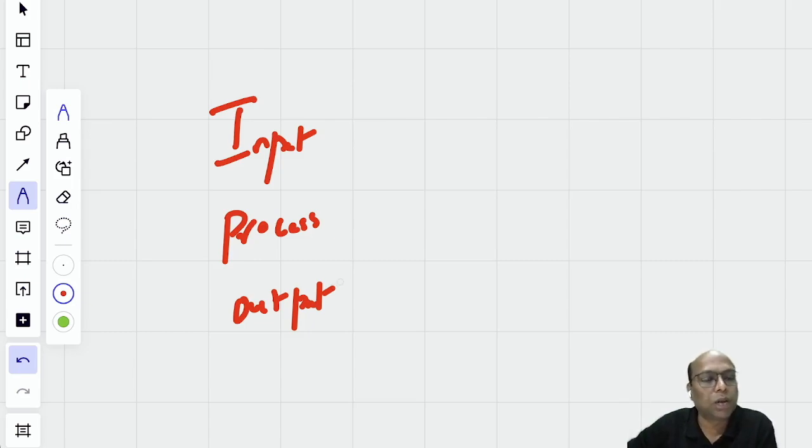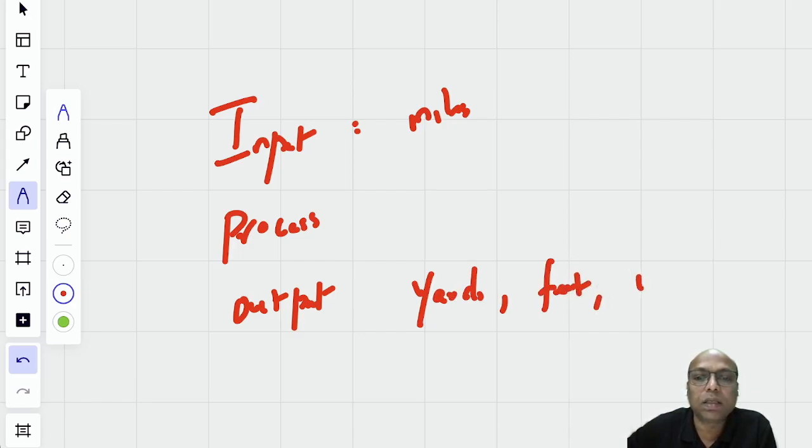So what was our problem? We have been given miles. We have to convert into feet, inches, and yards. My question to you: what is the input going to be? Input is going to be miles. What is the output I want? The output I want is yards, feet, and inches. These are the three outputs I need. Therefore, my process should help me to get these three outputs.